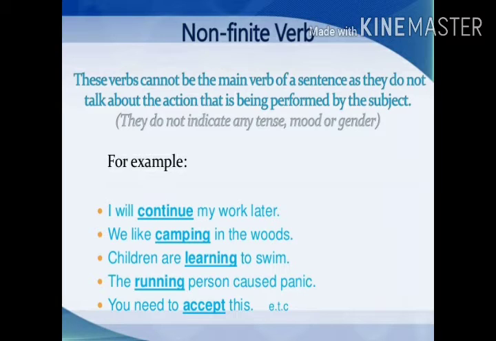For example, I will continue my work later. So here continue is the non-finite verb. So here you can see that the verb is not a main verb. We like camping in the woods. So camping is the non-finite verb and it is not the main verb here. Children are learning to swim. Learning is a verb here. The running person caused panic. Running here is a non-finite verb. You need to object to this. Object here is the non-finite verb.